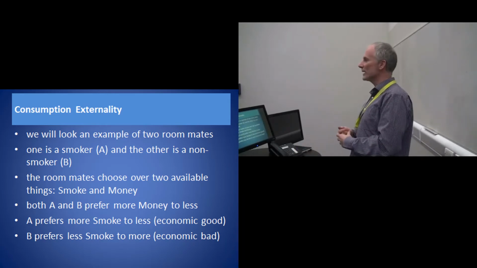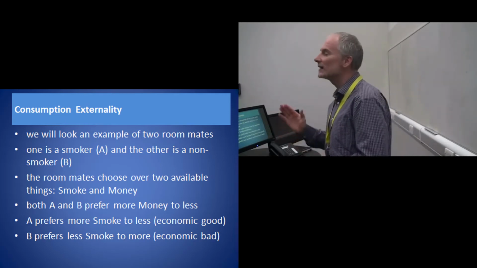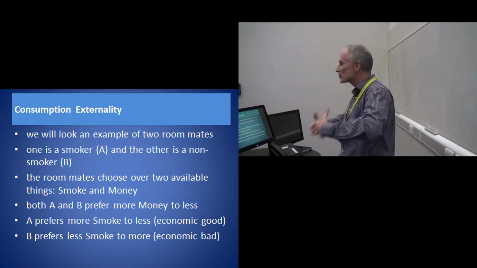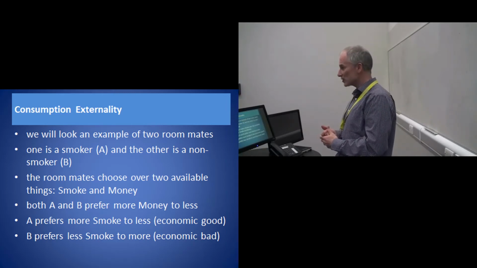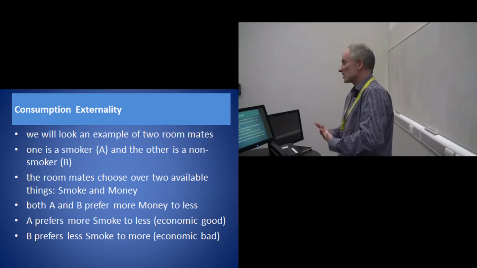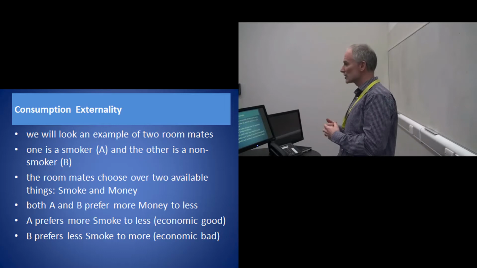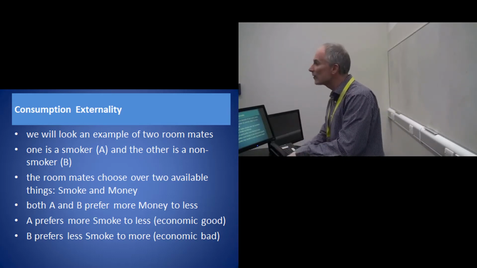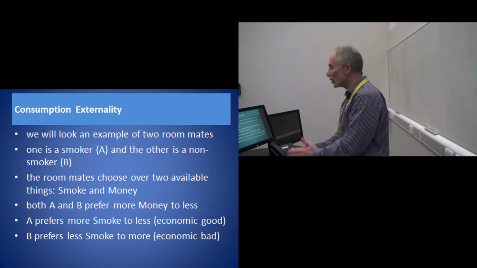However, for his roommate, person B, the non-smoker, smoke is an economic bad. He doesn't like smoking. He doesn't want to breathe in the smoke produced by his roommate. And if he does, it makes him unwell. It has a detrimental effect upon his well-being. So, what does that mean? It means for person B, smoke is an economic bad. The more smoke he's forced to breathe in, the worse off it makes him feel.